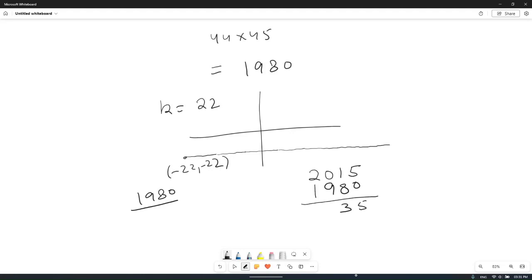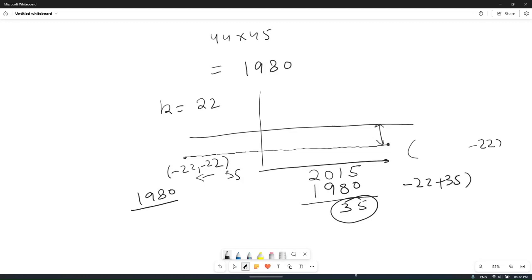So I want to know after 35 steps where we would be. I see my y coordinate will remain the same. So I write minus 22 as the y coordinate. For the x coordinate, I will add 35: minus 22 plus 35 is 13. So I get 13 comma minus 22. So that is my answer.